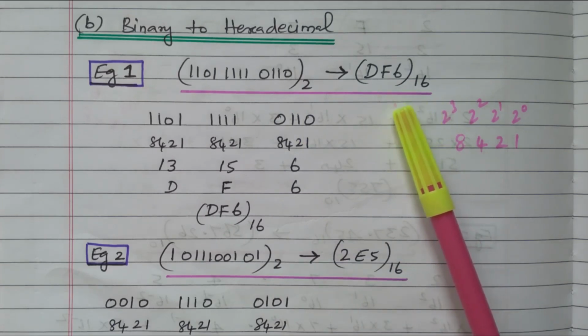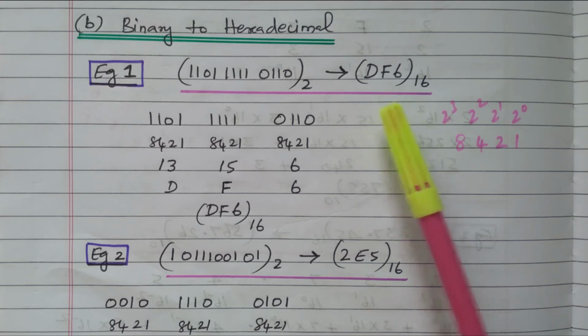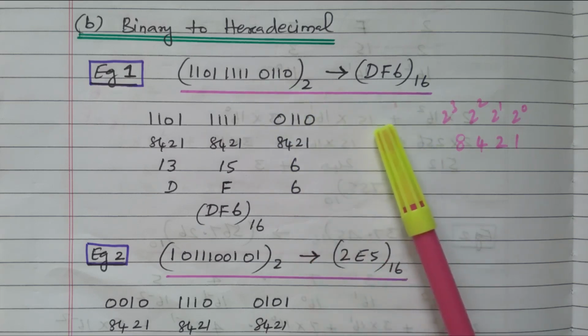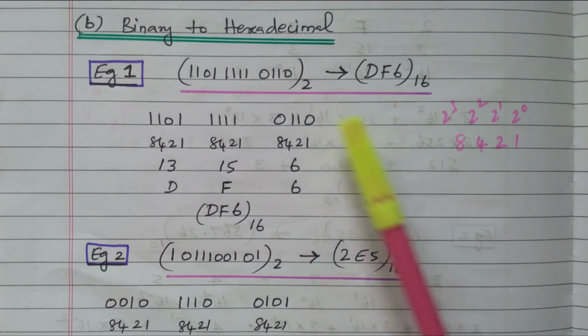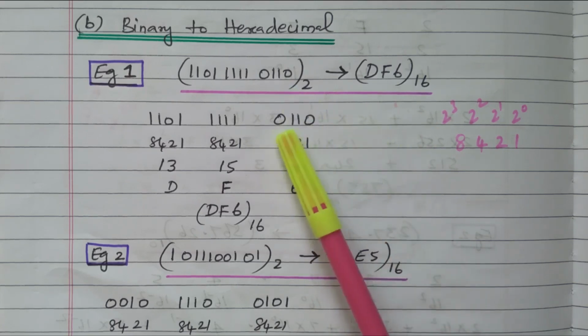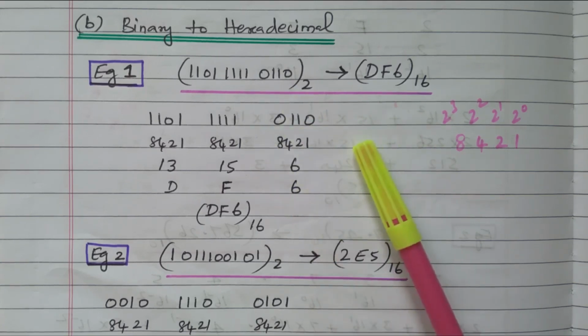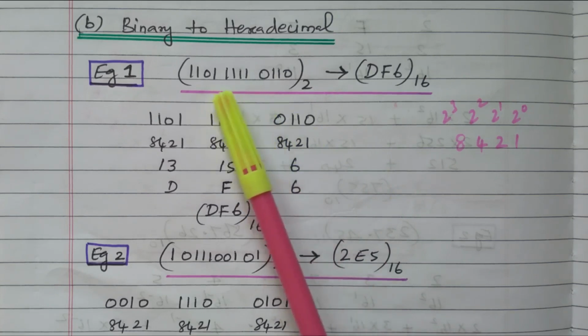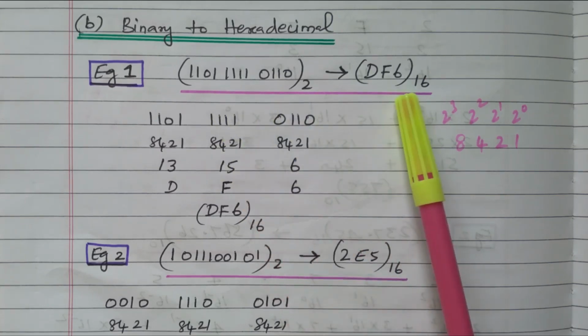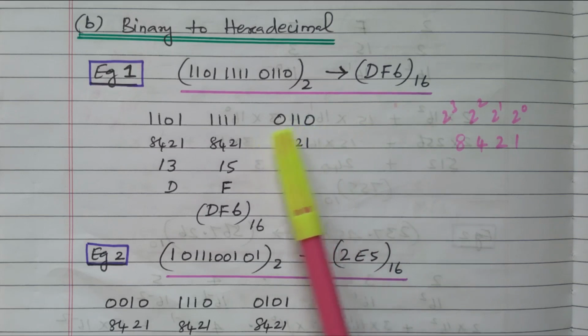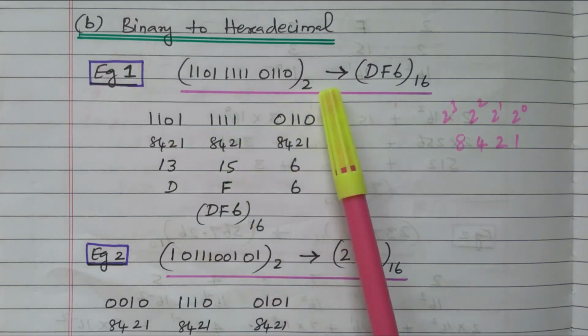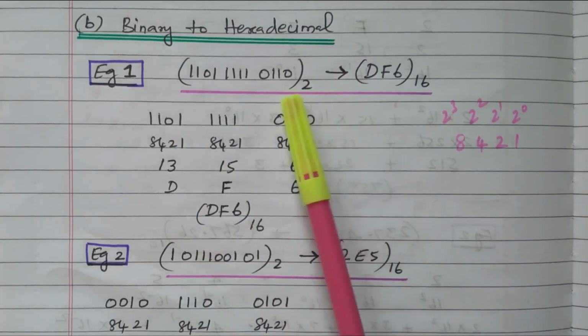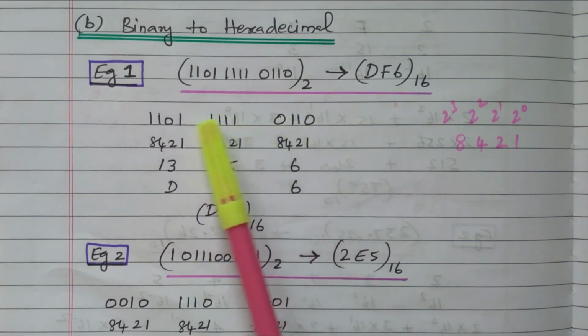For example, for octal we need to group into 3 digits. The given binary number should be grouped into 3 digits. In case of hexadecimal, it should be grouped into 4 digits. So that is why it comes under grouping techniques. First we will consider this binary number. In order to convert into hexadecimal, we need to group it into 4 digits starting from LSB.